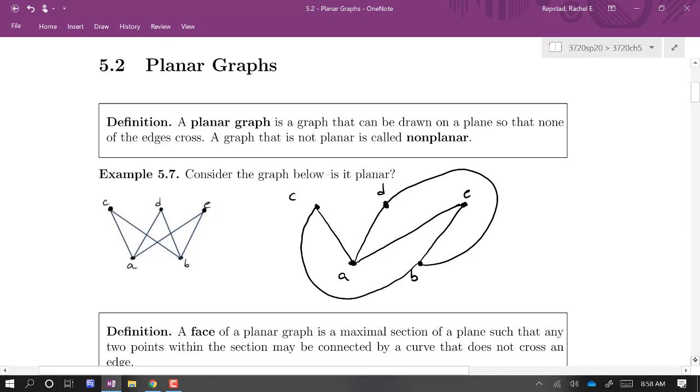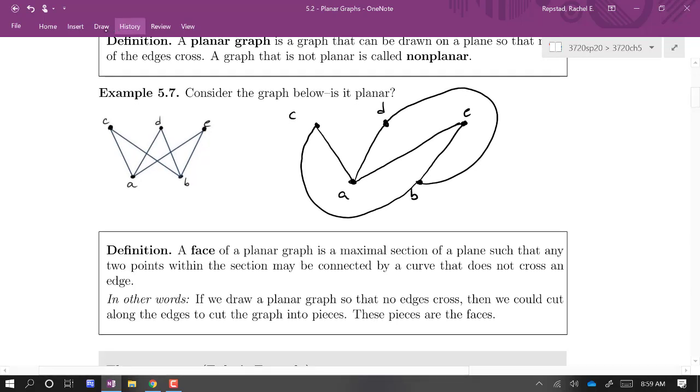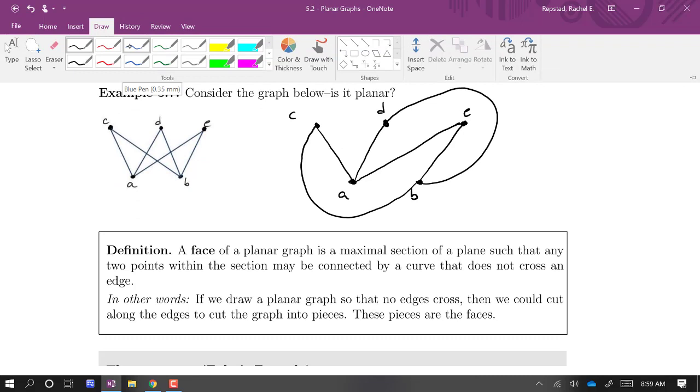Now, once we have a planar graph, if we've drawn it so that the edges don't cross, we can define what we call a face. So a face of a planar graph is basically like the pieces, you know, where these edges are borders. So the definition says a maximal section of a plane such that any 2 points within the section may be connected by a curve that does not cross an edge. But it just means that these edges form the boundaries of some faces.